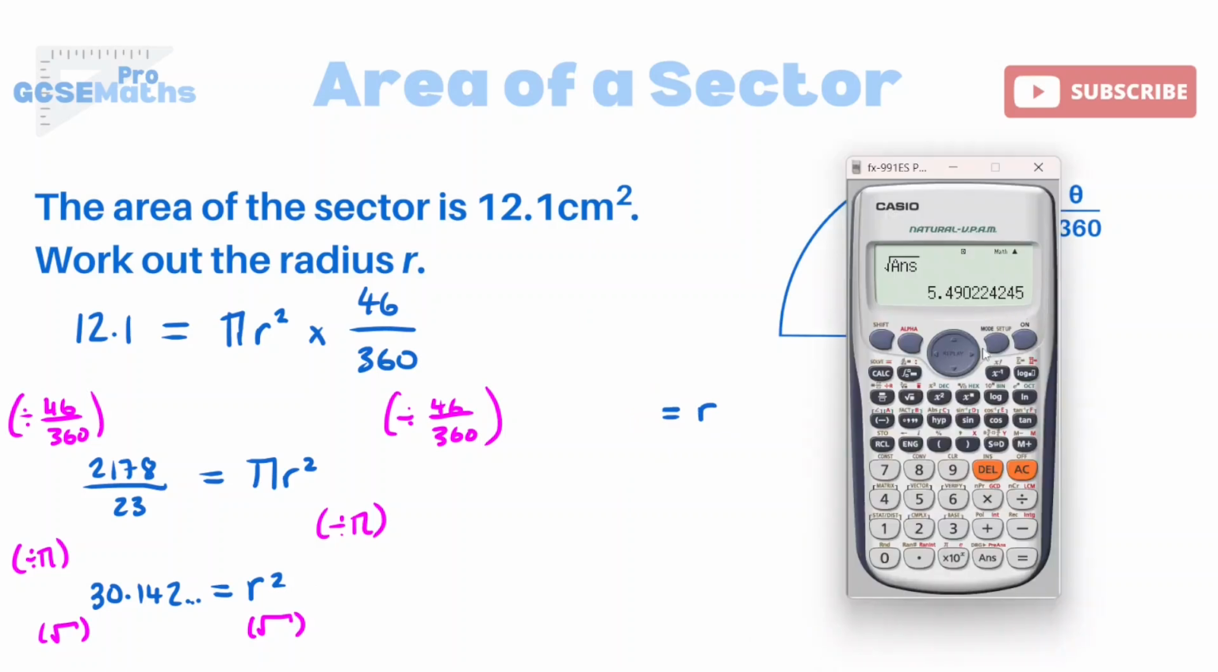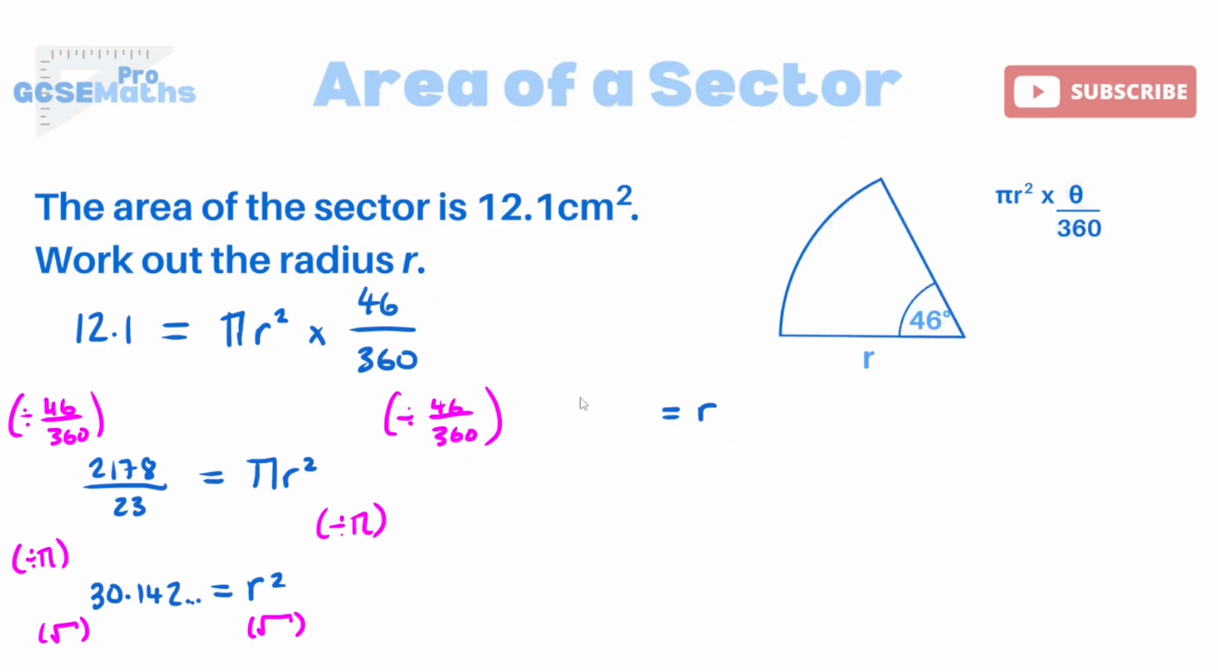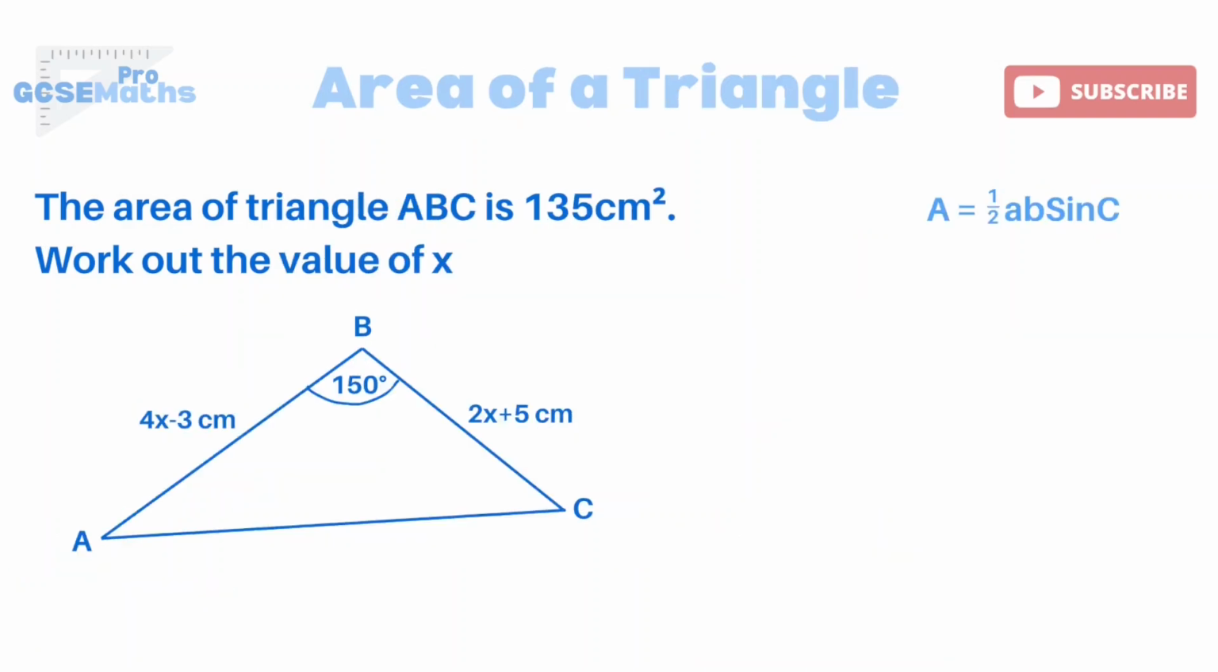So at this point I am going to round it because this is the last bit, isn't it? So I'm just going to round it to 5.5. Again, in your question, they should tell you how to round it. So the final answer here is that the radius is 5.5 centimeters, obviously to 1 decimal place in this case. And there we are.